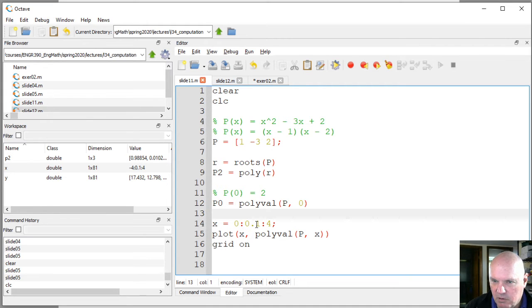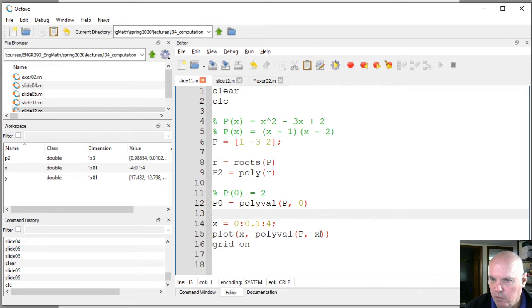I could decrease the step size to 0.01 to get 400 points. That would give me a smoother curve. So these are the x values at which I'm going to evaluate the polynomial. Now I could separately call y equals polyval(p, x) and put y in here, but I don't have to do that. I can use as the argument to a function another function.